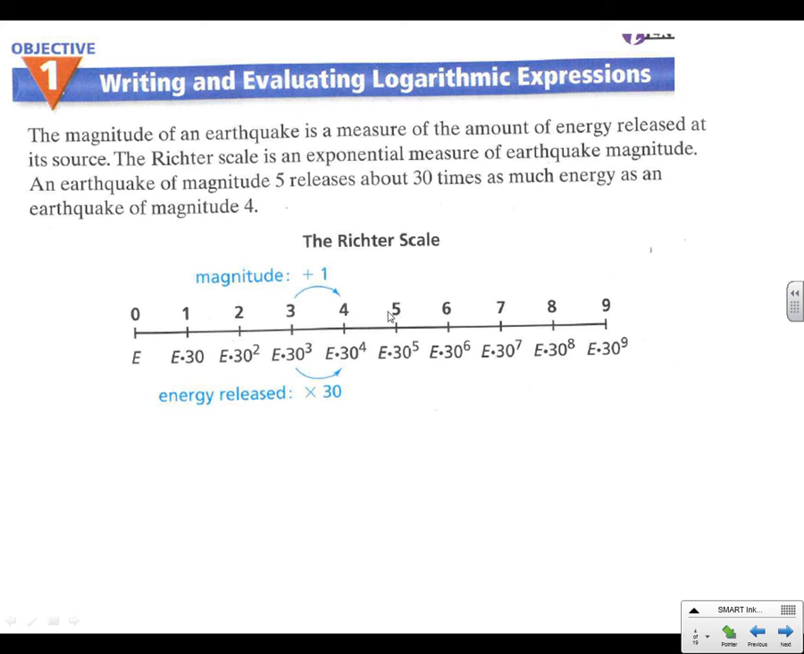So between 4 and 5 is 30. To go from 5 to 6, that's 30 more times. So between 4 and 6, it's not actually 60. It's 900 because it's times 30 and times 30 again. So we have the formula E times 30 to the whatever magnitude we have here.